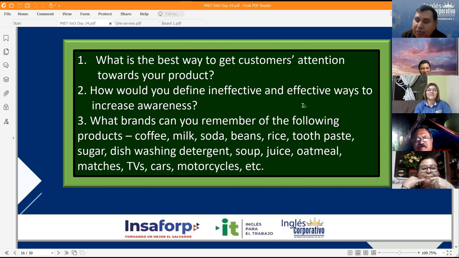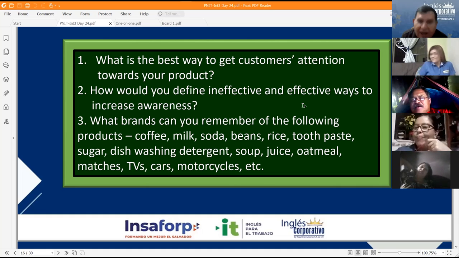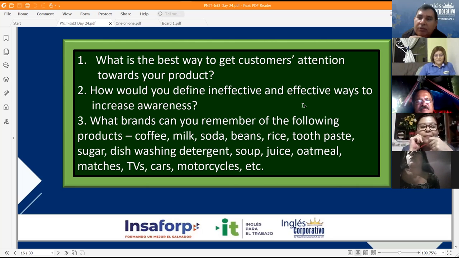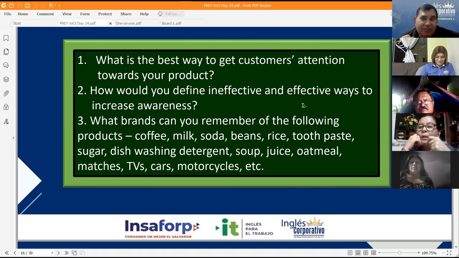How about cars? What brands do you remember of cars? Honda, Nissan, BMW, Audi, Mercedes-Benz. Prado, Toyota. The most popular and expensive, the Mustang. How about motorcycles? Honda. Yamaha. Mitsubishi. Ducati. And there are new brands that I don't know. Harley Davidson is a brand.